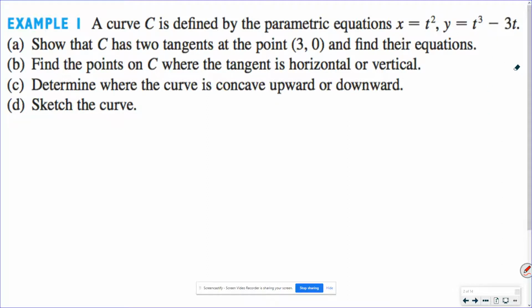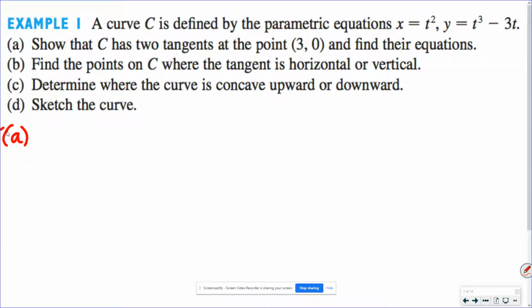A curve is defined by the parametric equations x equals t squared, y equals t cubed minus 3t. And this is one of those really fun part A, B, C, D questions. For part A, show that C has two tangents at the point (3, 0) and find their equations. So we're showing that it has two tangent lines, which is a weird thing.